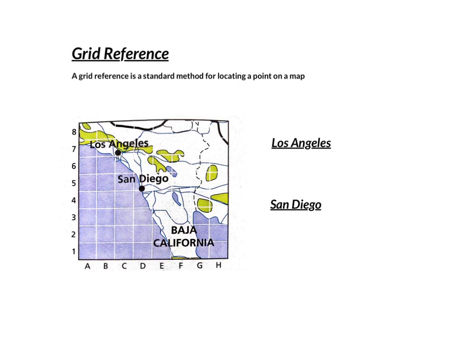When we identify a location by giving a grid reference, we always reference the x-axis first and then the y-axis. When we look at the grid reference for Los Angeles, we can see that Los Angeles is located at grid reference C7, because we start at the x-axis and then work to the y-axis, C7. If we have a look at San Diego, we can see that San Diego is located at grid reference D5.